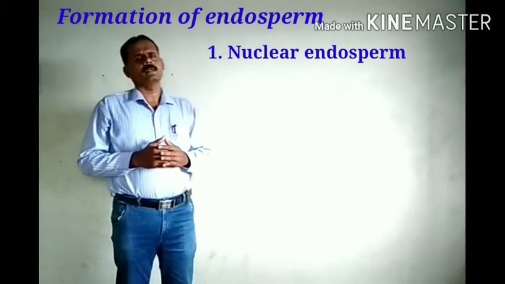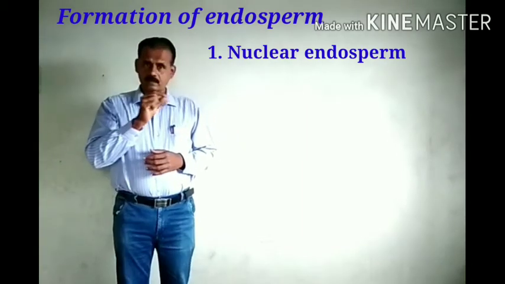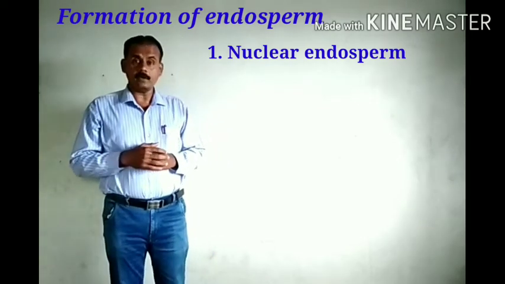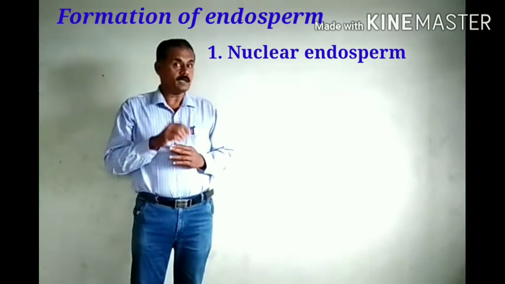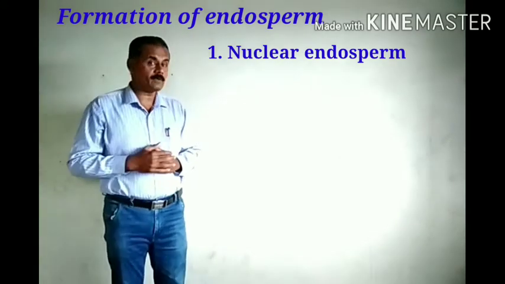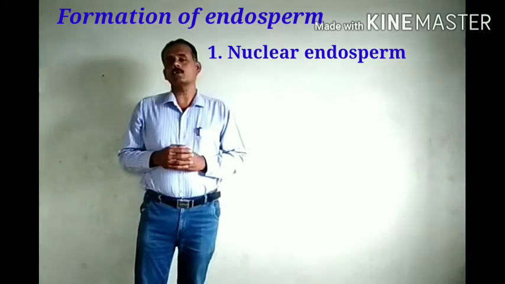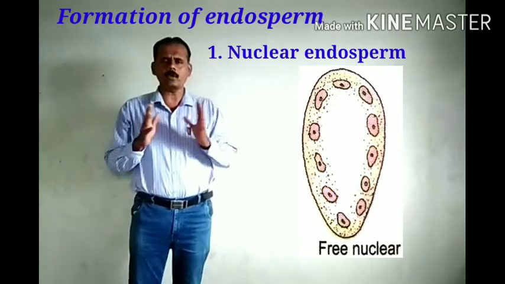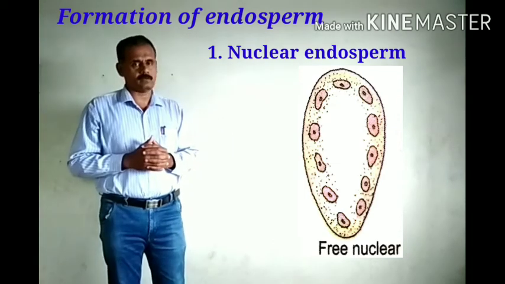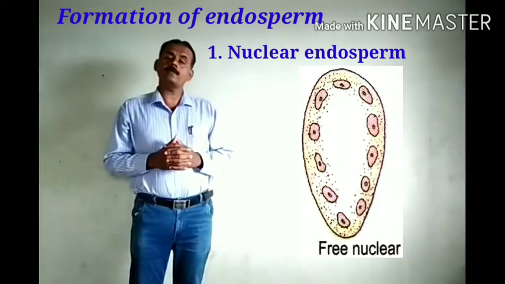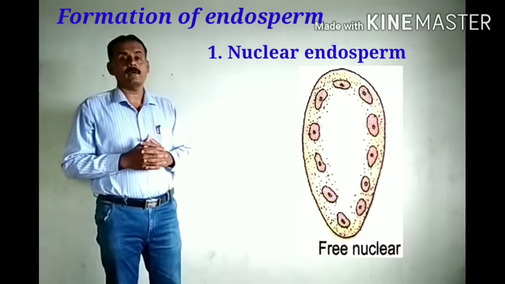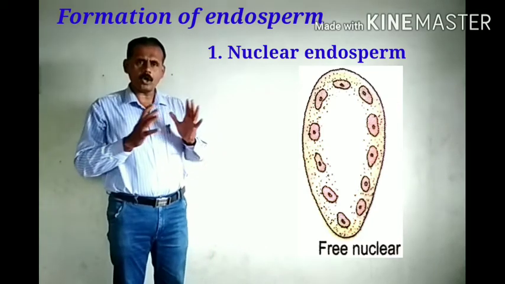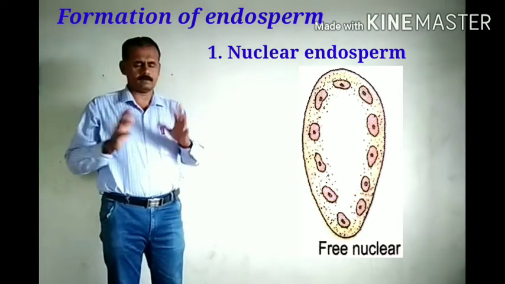In some plants, the primary endosperm nucleus, which is the product of double fertilization, is present in the cytoplasm of the embryo sac. This primary endosperm nucleus undergoes free nuclear division. Many mitotic divisions take place in that nucleus, and as a result, a large number of nuclei are formed in that cytoplasm. First, all the nuclei are formed without cell wall formation.